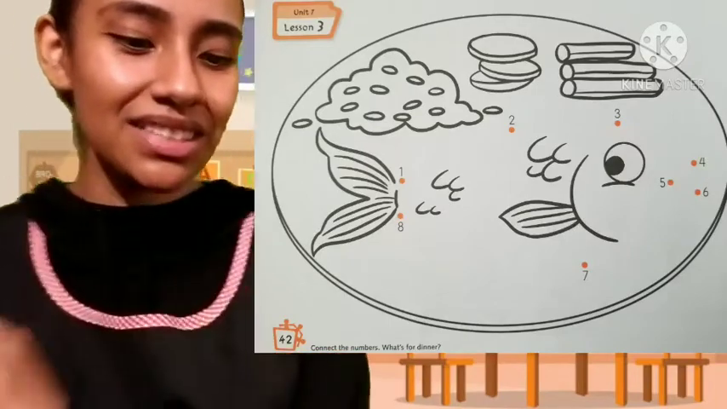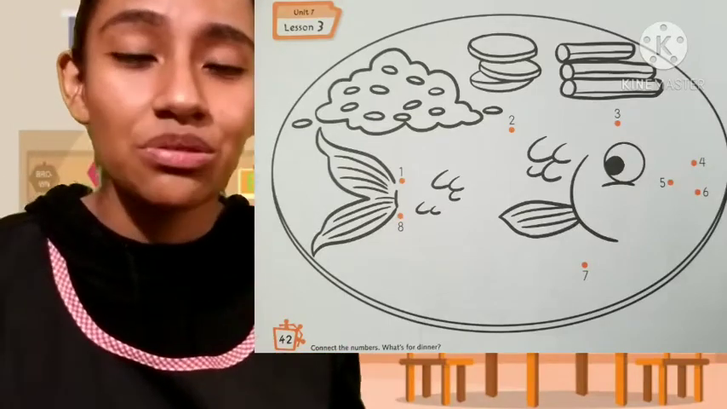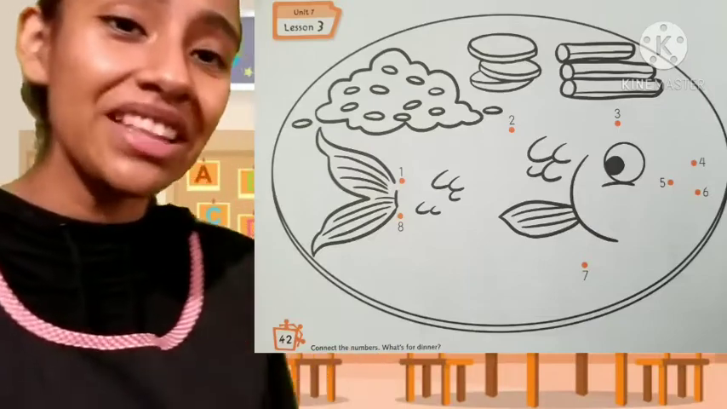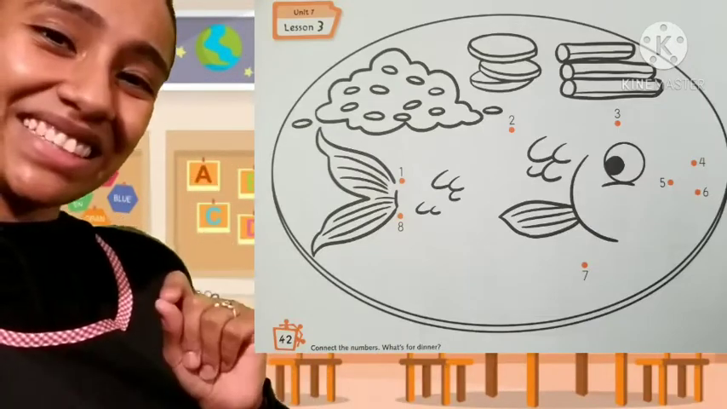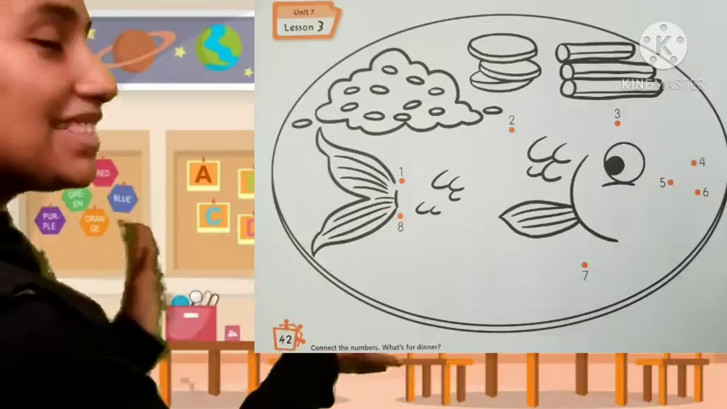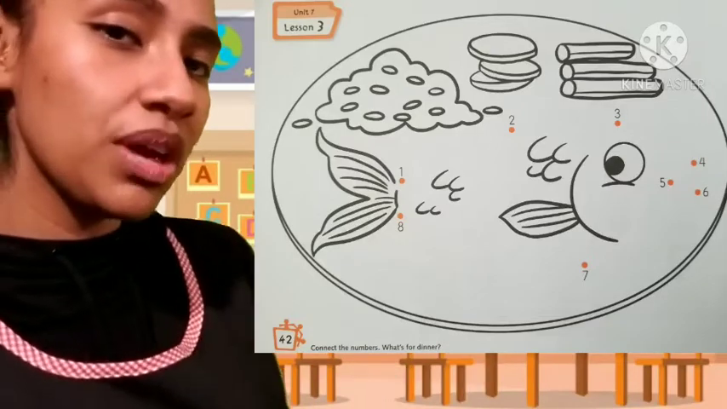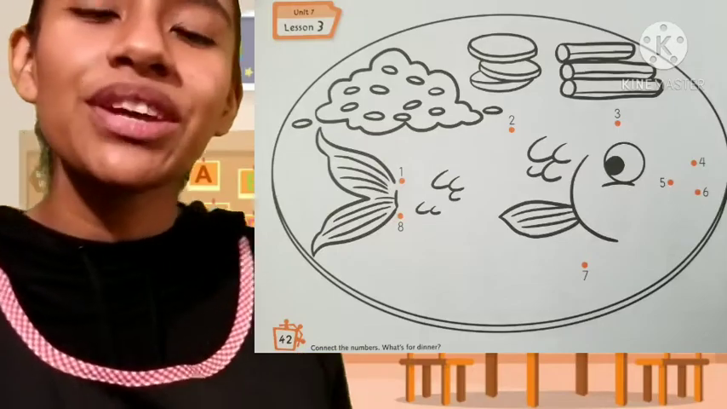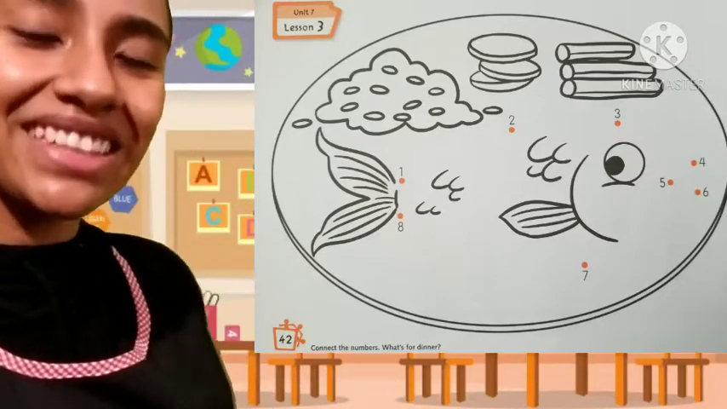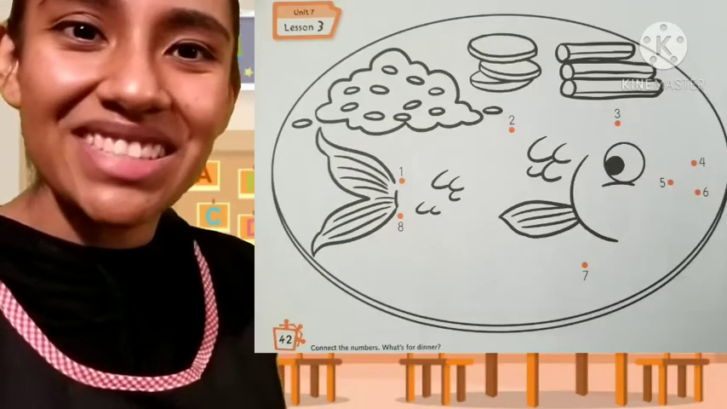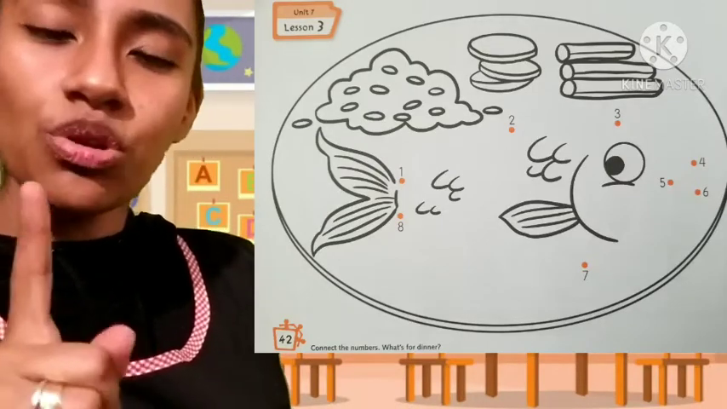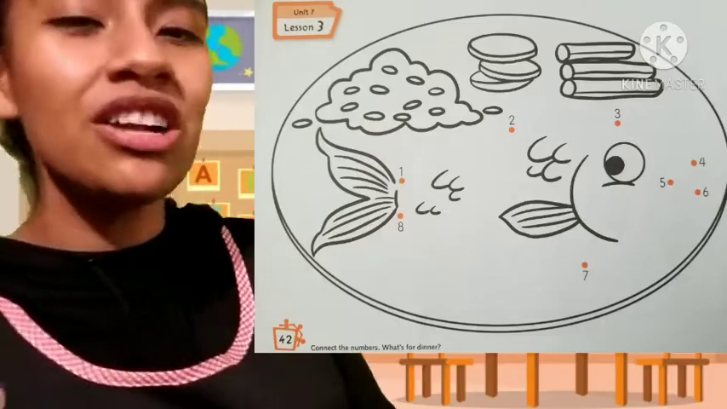¿Sí? Entonces aquí quiero que saquen el color que más les guste. Take out the color you like the most. Color pencil. Lápiz de color. ¿Sí? ¿Están listos? Perfecto, mis niños. En esta parte tenemos números. We have numbers. Tenemos que conectar los números en la orden correcta para averiguar qué es lo que está en este plato, ¿sí? Pero esta vez es del 1 al 8. Del número 1 al número 8, ¿sí?